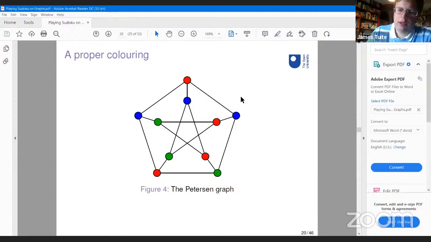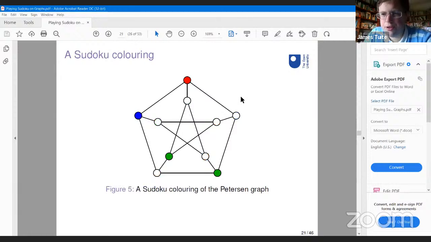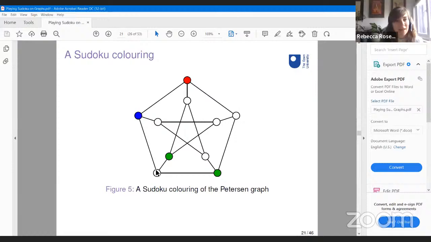Okay, let's see how we can play Sudoku on this graph. This is a Sudoku coloring. Why? Because it's possible to complete it to a proper coloring of the whole graph, and there's just one way of doing so. So Rebecca, could you see my pointer, by the way? I don't think you can. Yes, you can. Okay. Yeah, I can. Okay, perfect.